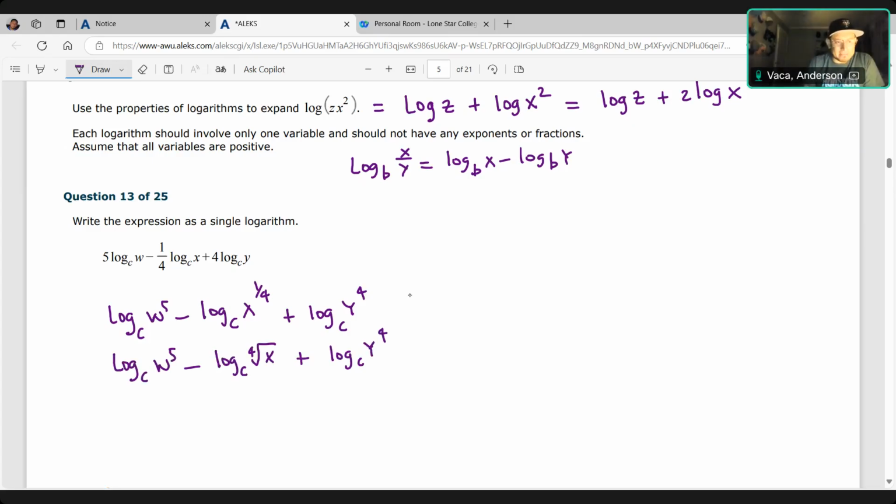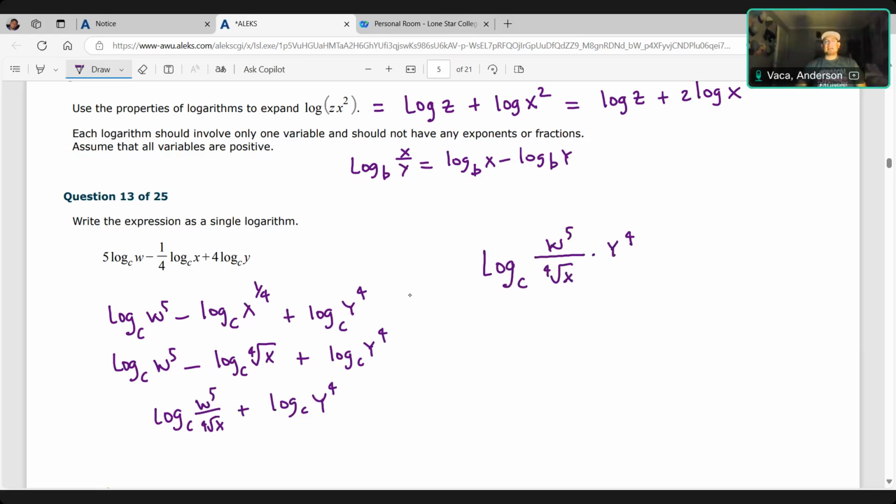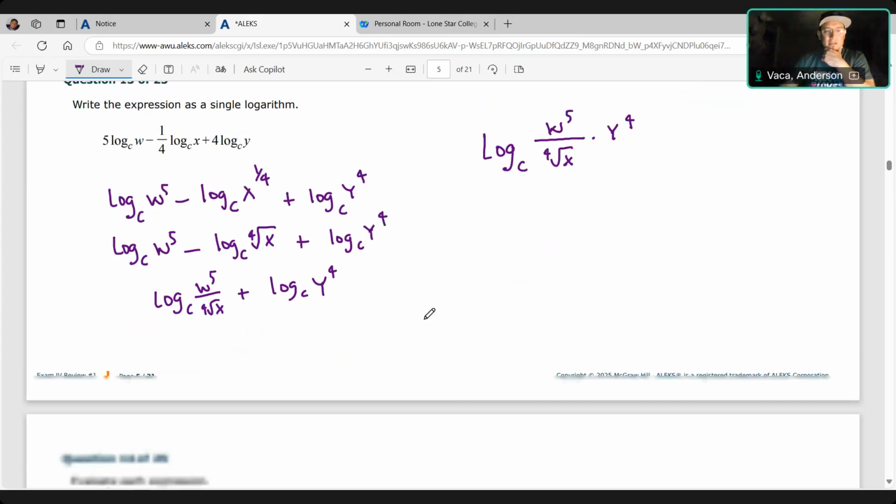So now this difference becomes the logarithm base c of w to the 5th power over the 4th root of x, plus the logarithm base c of y to the 4th power. And then this sum becomes a multiplication. Final answer: the logarithm base c of w to the 5th power divided by the 4th root of x, times y to the 4th power. Questions? No questions? Moving on.